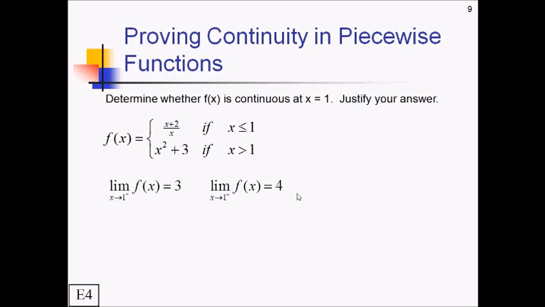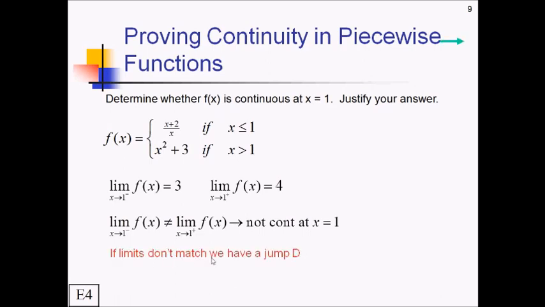And before we even bother finding the function value, we already see that these limits don't match up. So we can immediately say that since the left-sided limit and right-sided limit don't match, the limit in general does not exist. So we are not continuous at x equals 1. And just in general, what this means in terms of discontinuities, if you had to identify what's happening here, if we're not going to the same place from the left and the right, if our limits don't match, that means we're going to have a jump discontinuity there.